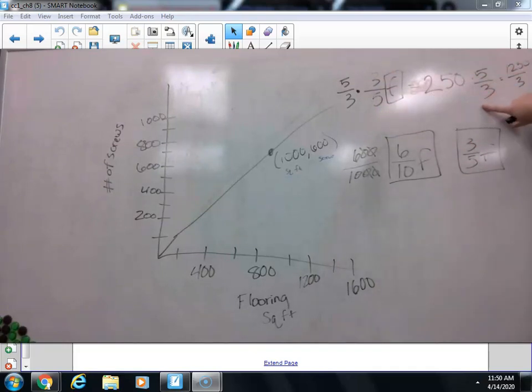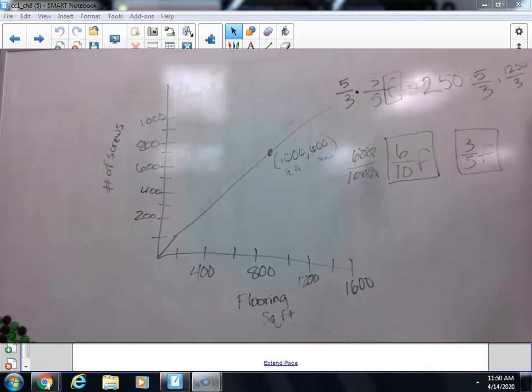We also have to do the same thing on the right-hand side. So 250 screws times 5/3 will give you 1,250 over 3. Now, you could leave it like that, or you can say that you can have about 417 square feet. And how would you get 417? You would just divide the 1,250 by 3. So 1,250 divided by 3 is around 417 square feet.